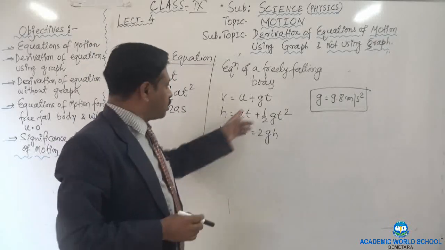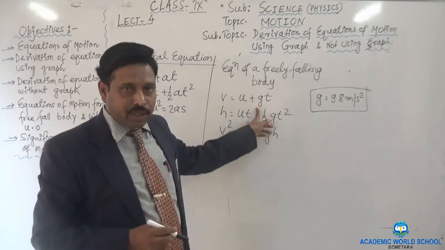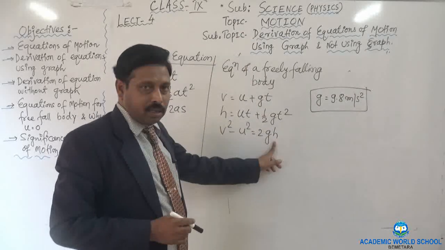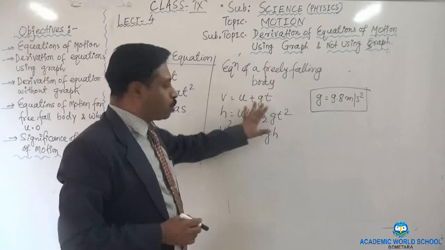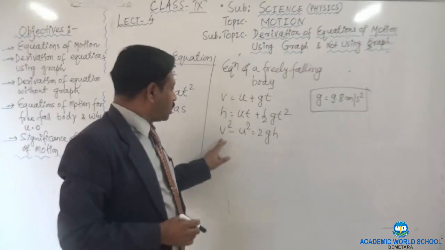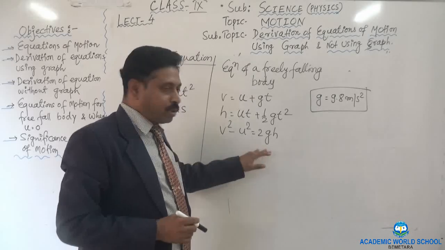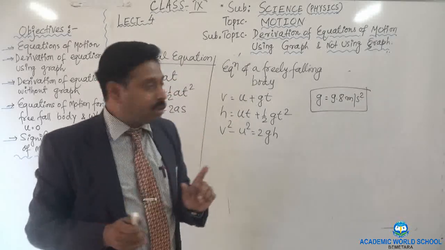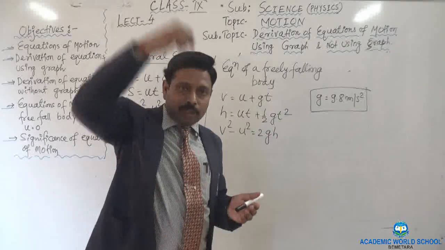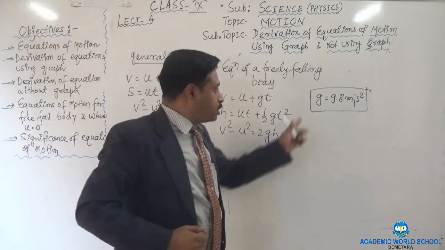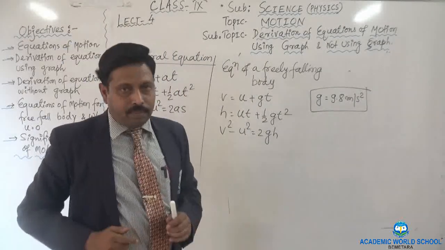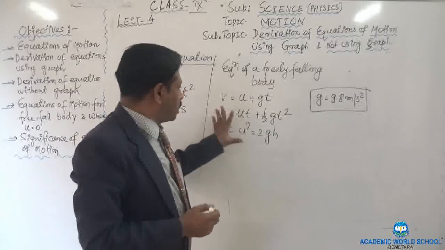Now in place of the acceleration it will be g, and in place of distance it will be height. So the equations are v equal to u plus gt, h equal to ut plus half gt square, and the third one is v square minus u square is equal to 2gh. But do remember, small g will be positive when the body is falling from a certain height, coming down, and g will be negative when the body is thrown up or going up.